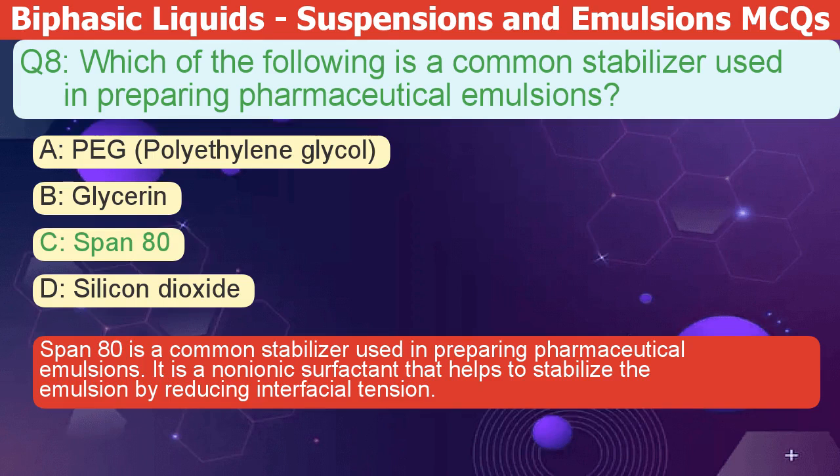The correct answer is C. Span 80 is a common stabilizer used in preparing pharmaceutical emulsions. It is a non-ionic surfactant that helps to stabilize the emulsion by reducing interfacial tension.